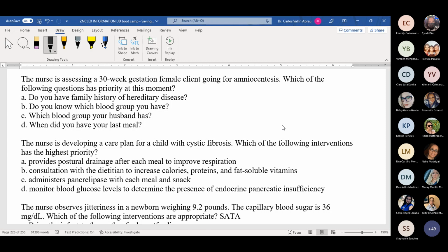Okay. So let's go back to the question, because the question was not about this. The woman is going to have an amniocentesis for any reason at 30 weeks of gestation. Which of the following questions has priority at this moment? What is the most important question the nurse asks a woman that is admitted to go for an amniocentesis? Of these four. When did you have your last meal? Okay. What kind of anesthesia is used for amniocentesis?